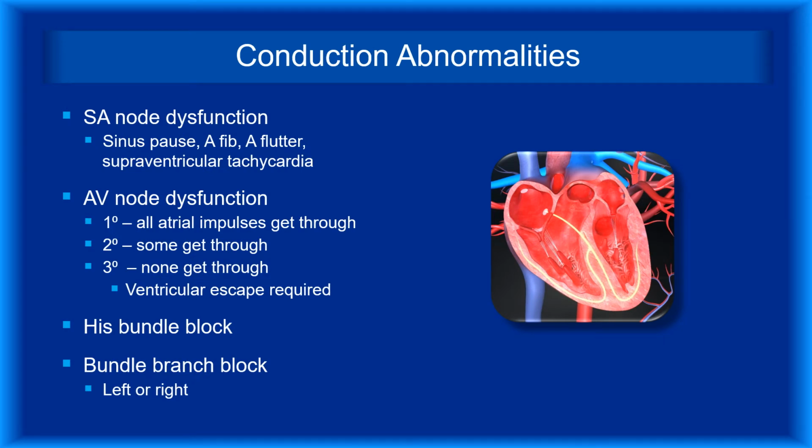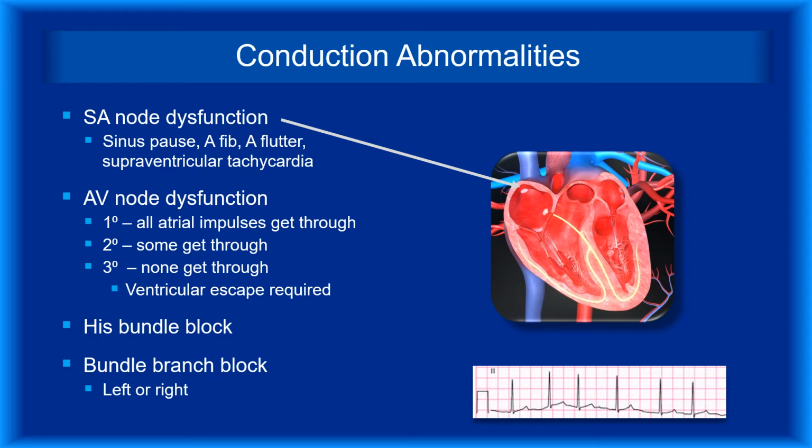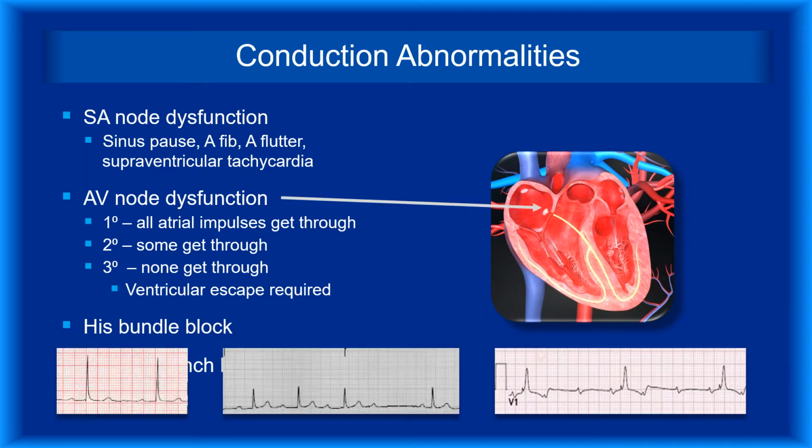Conduction abnormalities are the most commonly recognized manifestation of Lyme carditis, so we'll start there. Inflammation near the SA node can lead to atrial fibrillation or flutter, sinus pauses, and supraventricular tachycardia. This tracing depicts atrial fibrillation. Involvement of the AV node can produce first degree, second degree, or third degree block. Here are the representative tracings.